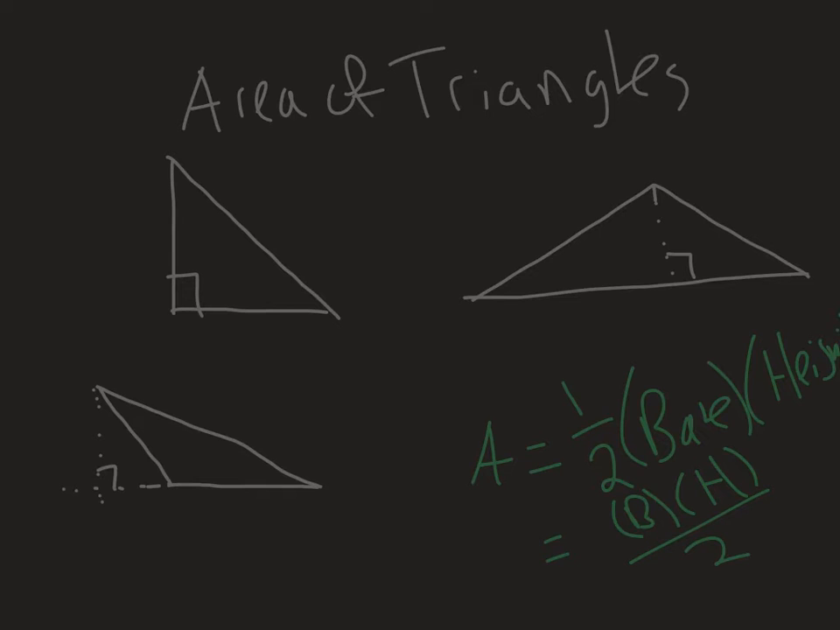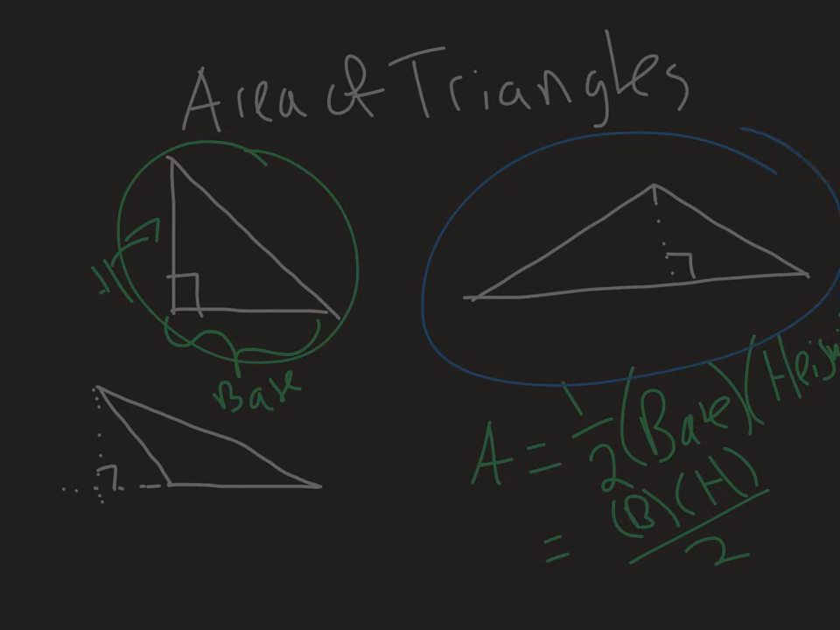So if we look at this case of a right triangle here, it's pretty easy to determine which one's the base, which one's the height. Again, they are always perpendicular to each other. So this would probably be my base, and this would be the height. If I'm looking at this triangle right here, it's still kind of easy to figure out what the base is. It'd be this guy.